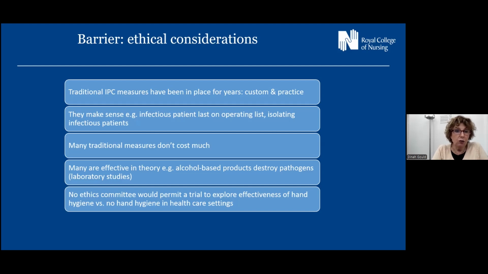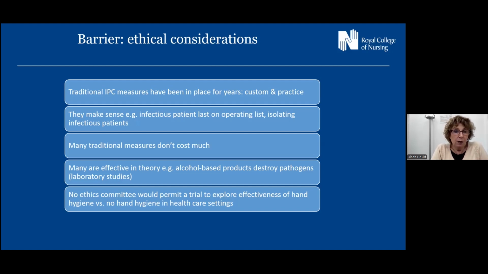And many traditional measures don't cost very much anyway. Writing an operating list in a particular order and putting the patient with the abscess on last after the patient with the hip replacement doesn't cost a lot of money, really. Many of the interventions that we do in infection prevention are effective in theory anyway. In theory, we know that alcohol-based products kill pathogens, and we know that from laboratory studies.